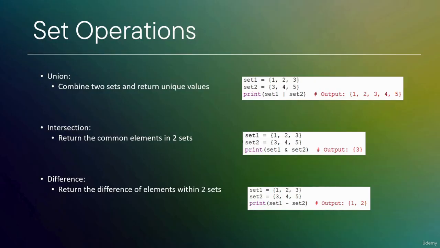And then we have the intersection, similar to how we perform intersection in mathematics with sets. It returns the common elements in two sets. Again, no repetition, just one value for each common element. And then we have the difference, which computes the difference between two sets, like which values are not in both of the sets.